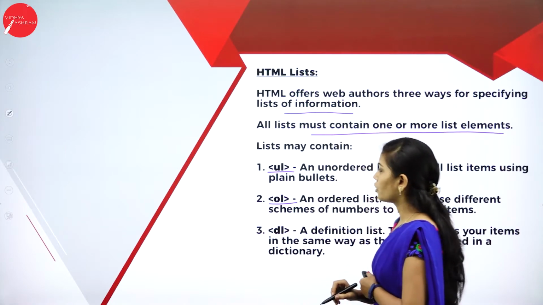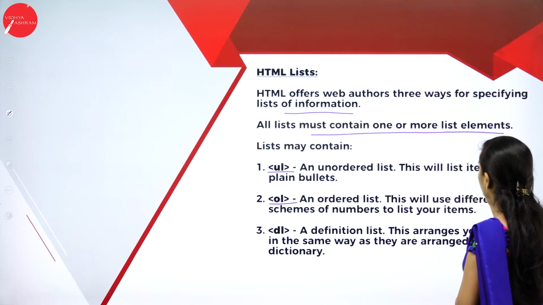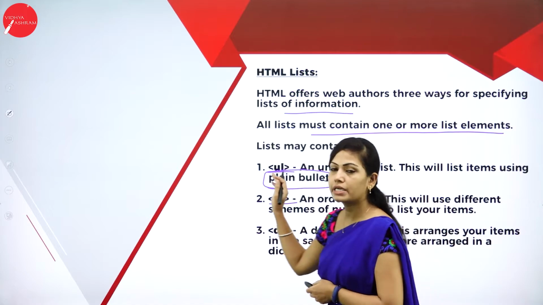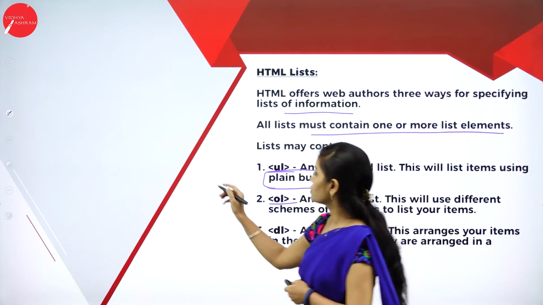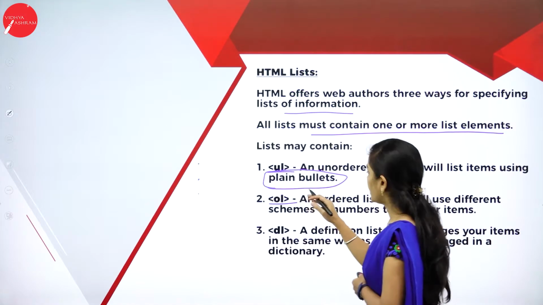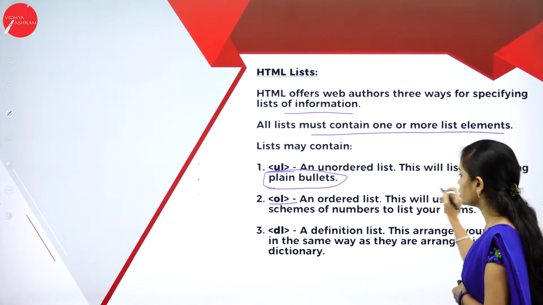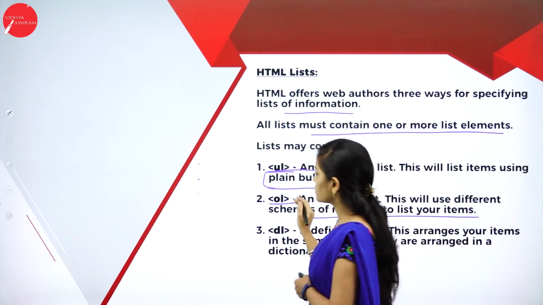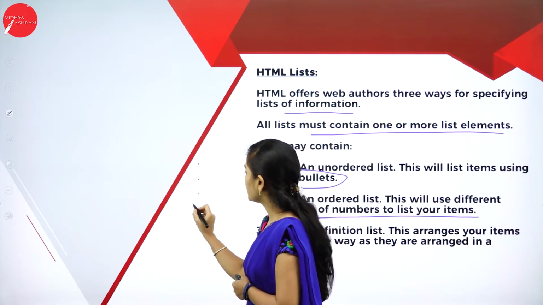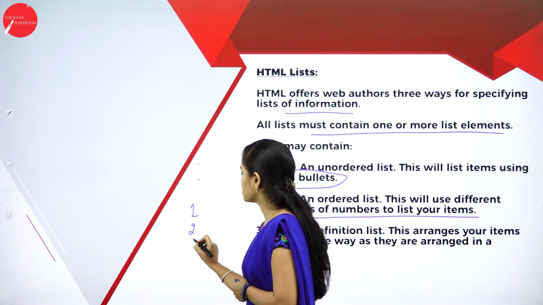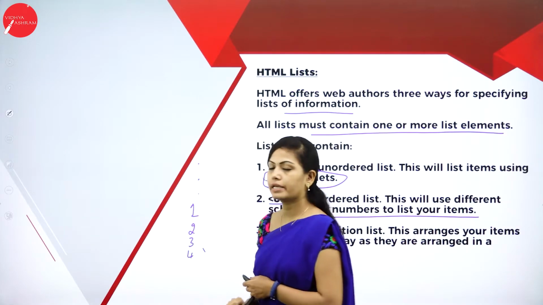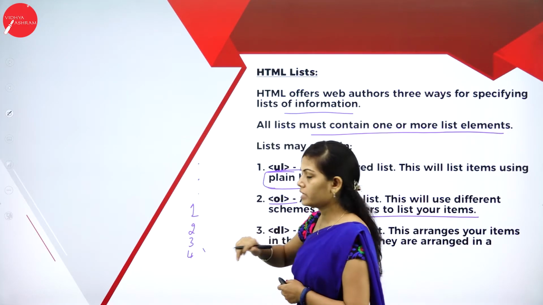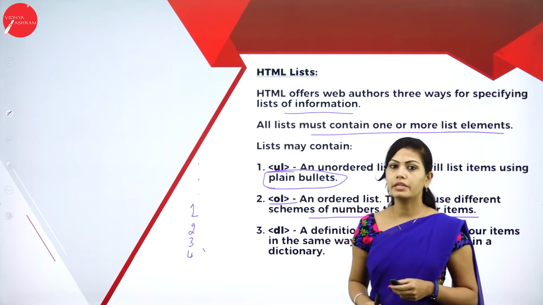So what is this unordered list? An unordered list will list items using plain bullets. And ordered list will use different schemes of numbers to list your items. So using this ordered list, we can number the list of items. So 1, 2, 3, 4, like that you can list the elements. Unordered list will get the bullet points, and ordered list will get the numbering.